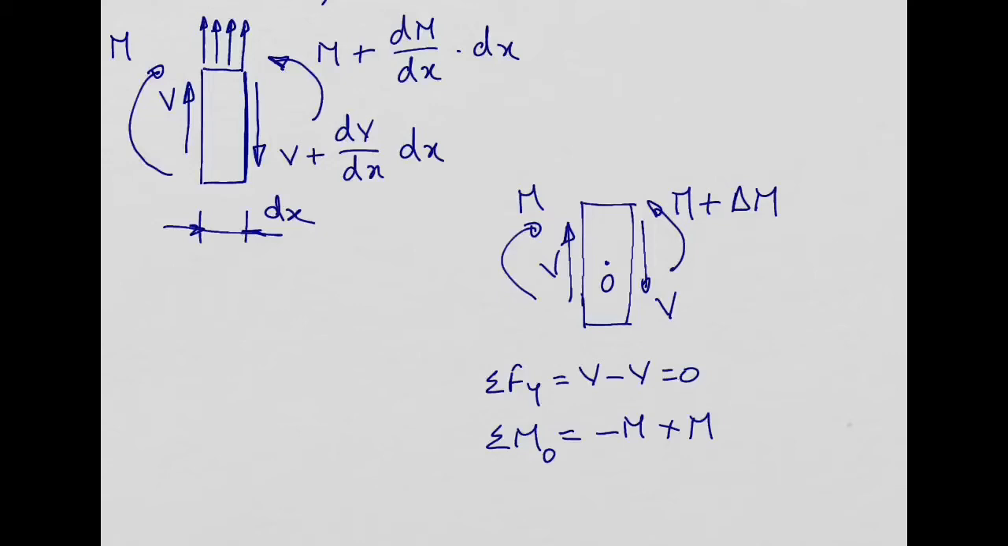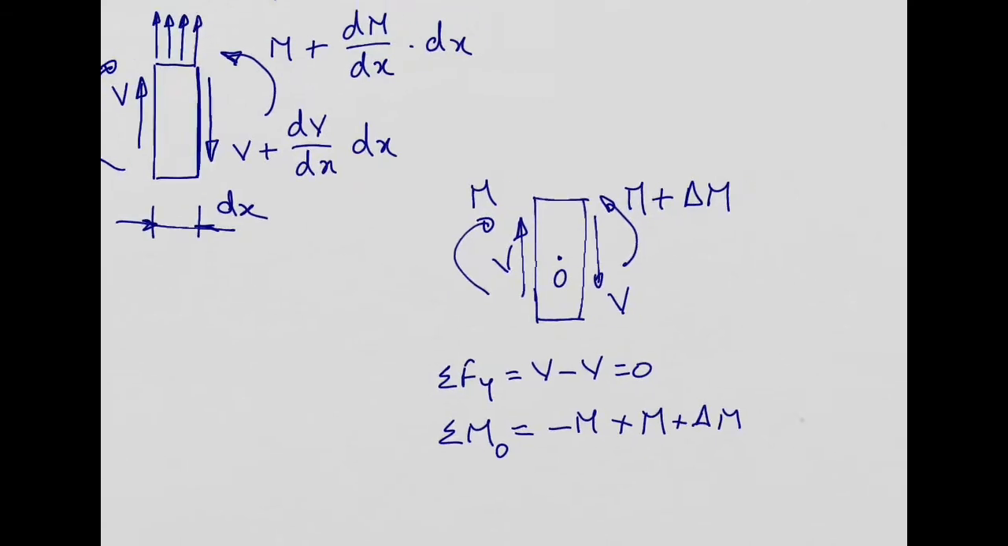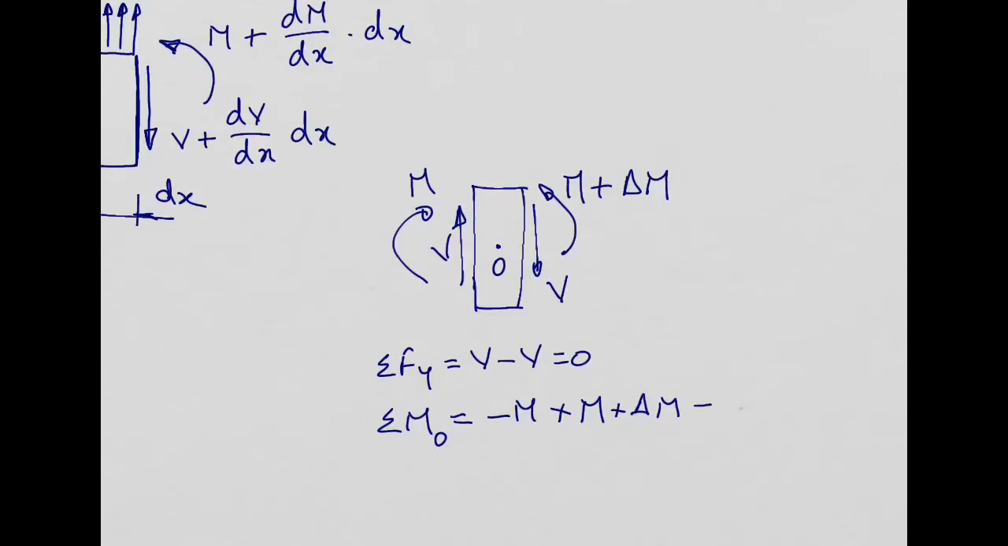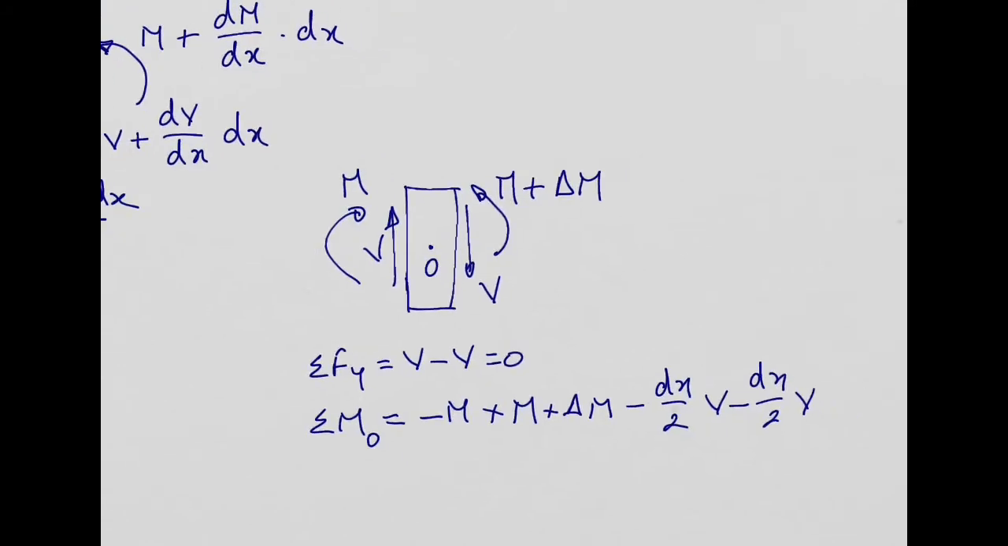For example, if you calculate the moment about O, you will have M plus delta M minus dx over 2 times V minus dx over 2 times V. And this is equal to 0. So from this equation, you can calculate the increment on the bending moment when you move from the left-hand side to the right-hand side.